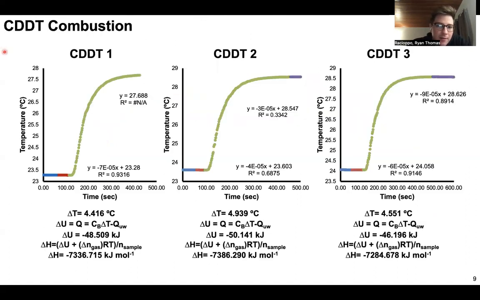And so we obtain this kind of data for CDT 1, 2, and 3. We run it 3 times. Because we messed up the first run, we didn't let it run long enough, we had to use just the max minus the initial. And basically, we can take this total Q, subtract away the Q of the wire, which is this Q_w. That gives us the Q of the sample.